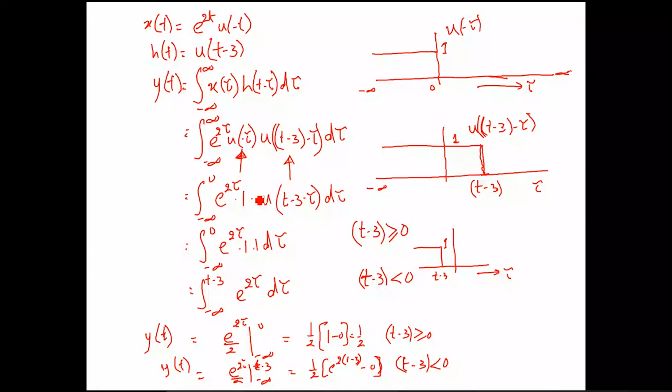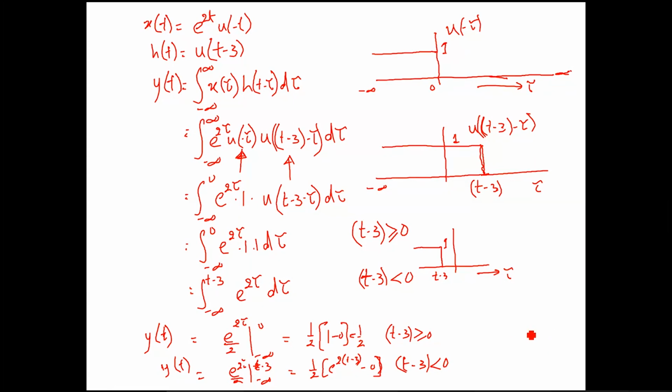This is your second. Now the range where we have to see the step signal is from minus infinity to 0. From minus infinity to 0, this step signal will be 1 if t minus 3 is greater than 0. And if t minus 3 is less than 0, then from minus infinity to t minus 3 this range will be 1 and the rest will be 0. So we are going to have two cases right here, and then we just solve the integral and write the two answers. One answer ends up becoming 1 by 2. The second answer ends up becoming 1 by 2 into e raised to the power of 2 into t minus 3. So we're going to end up having two values like that.